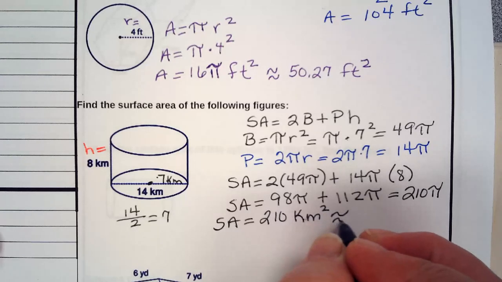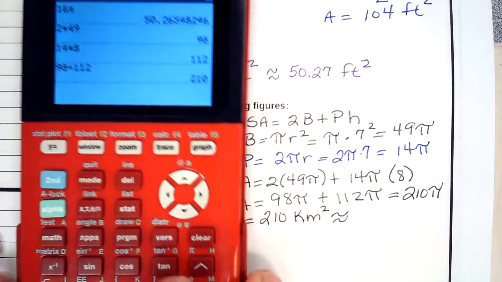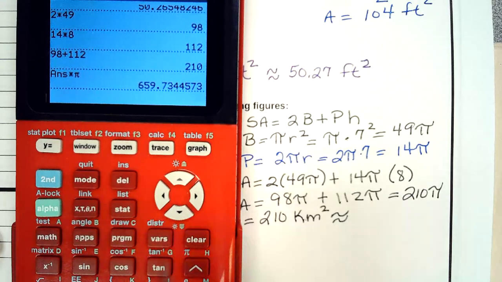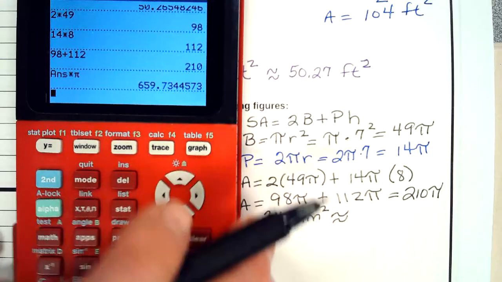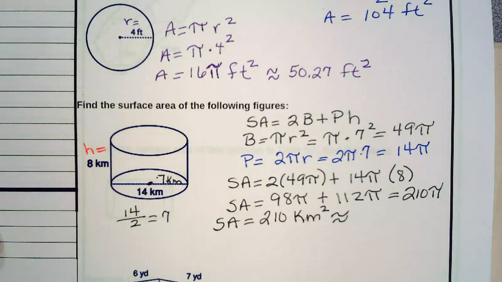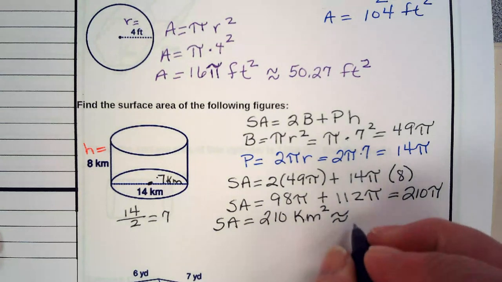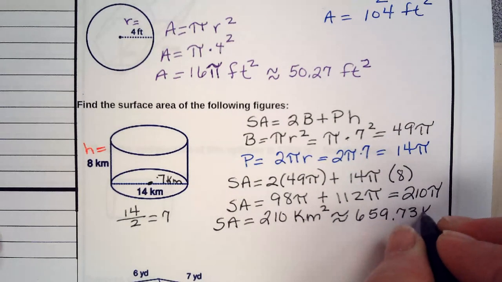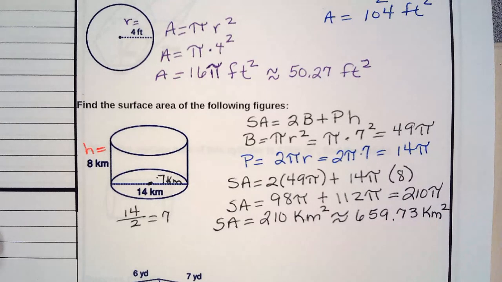That is approximately. So I'm going to take my 210 and multiply it by pi, and I get 659.73. So it's about 659.73 kilometers squared. So if you're still struggling, back the video up and watch it again.